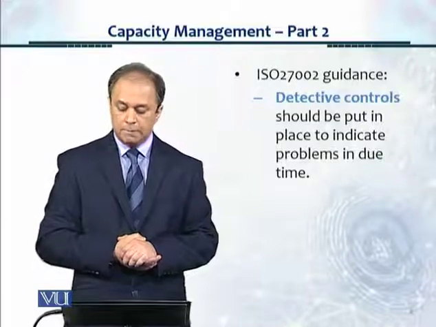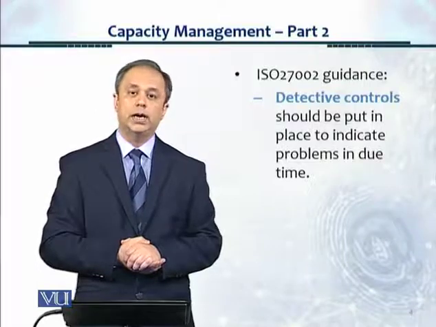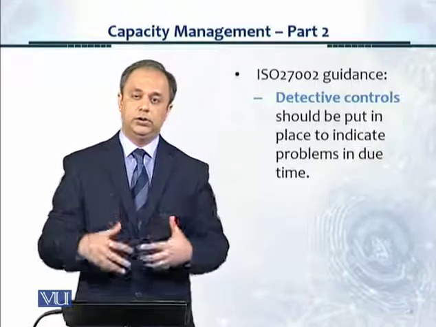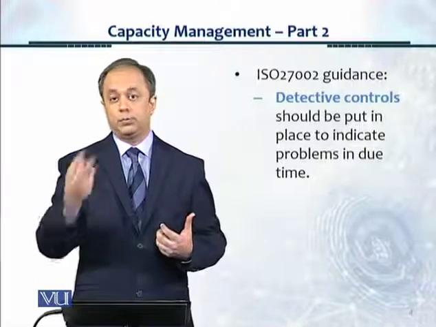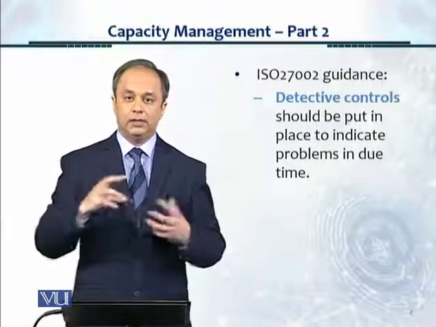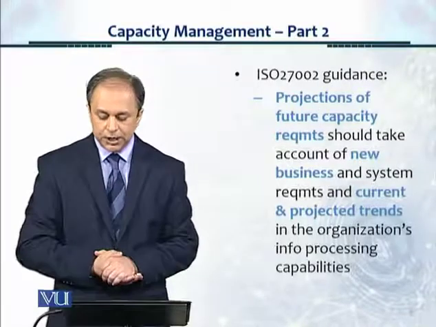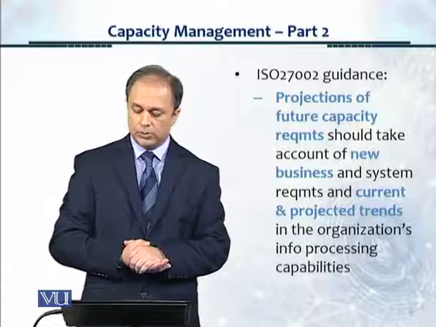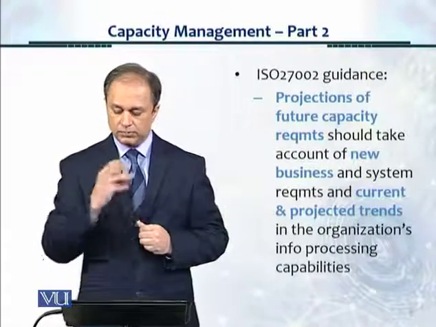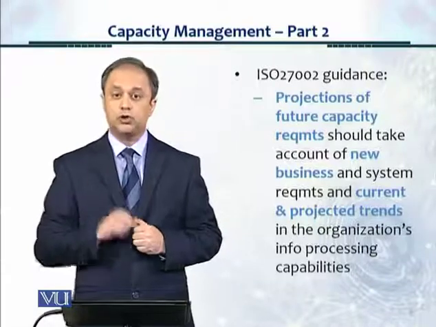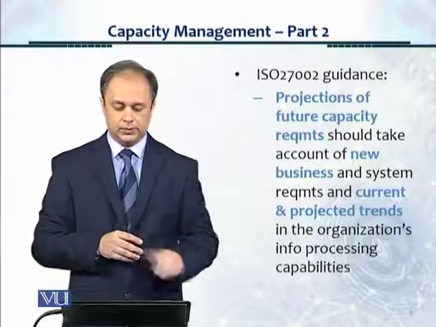And then you have detective controls. You should be monitoring and put in place to indicate problems in due time. And you need to have detective controls in order to detect and report that wherever the capacity is crossing a threshold, for example. And then we have projections of future capacity requirements should take account of new business and system requirements and current and projected trends in the organization's information processing capabilities.